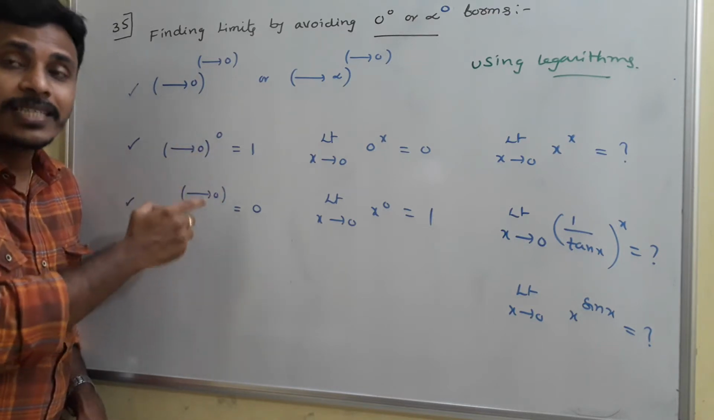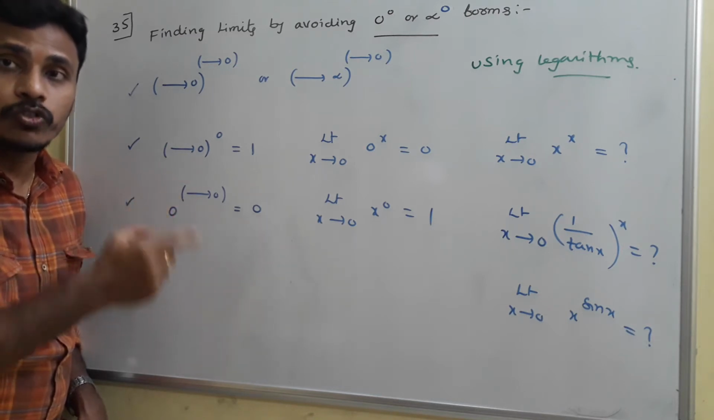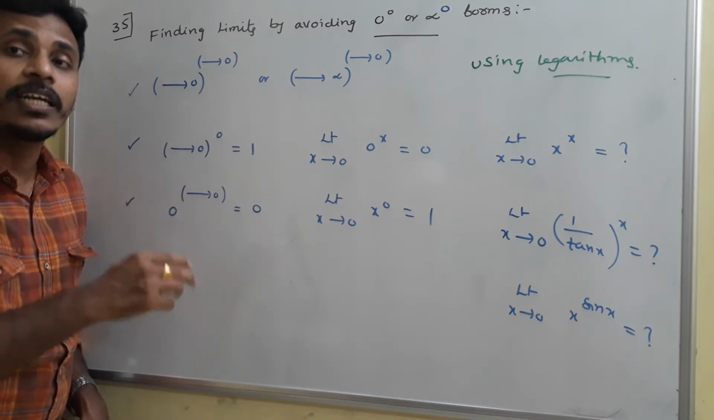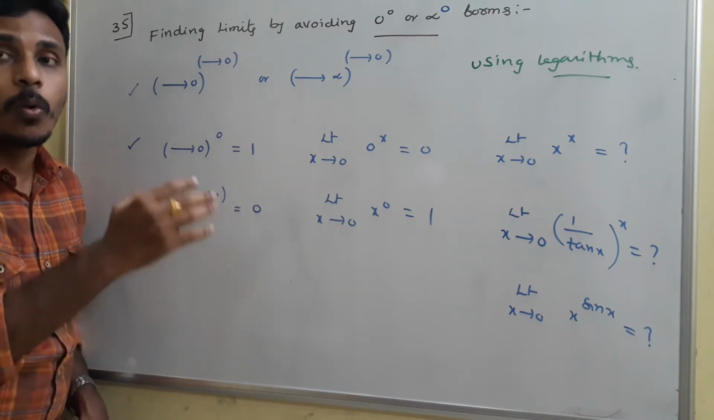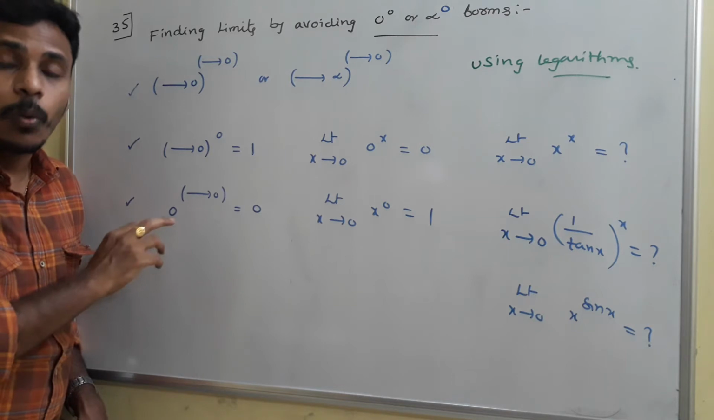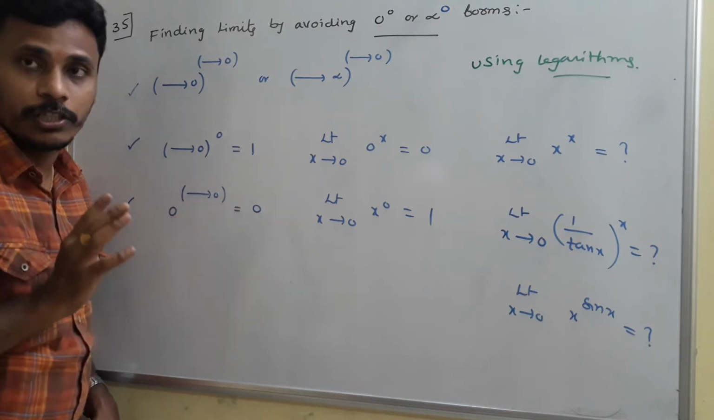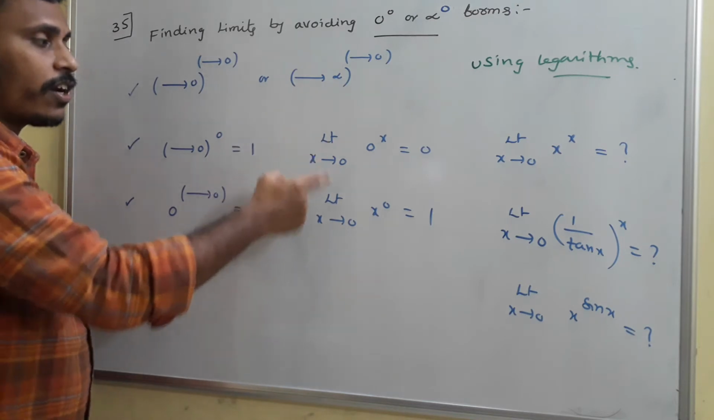If both base and power are changing, if both base and power are tending to 0, then in that case it leads us to an indeterminate form, and to avoid it use logarithms. Otherwise, if only one thing is changing, then that's not an indeterminate form. You will get either 1 or 0. So based on that, I will generate these two limits.